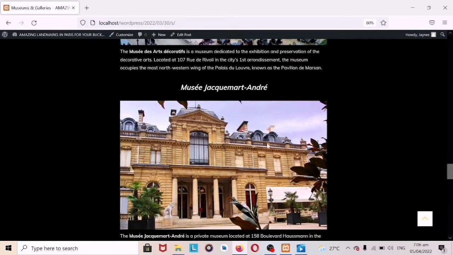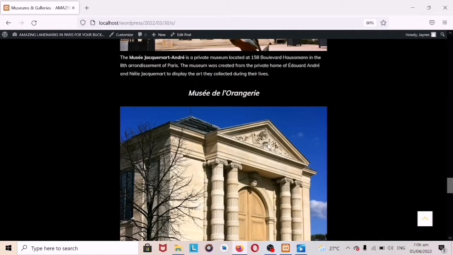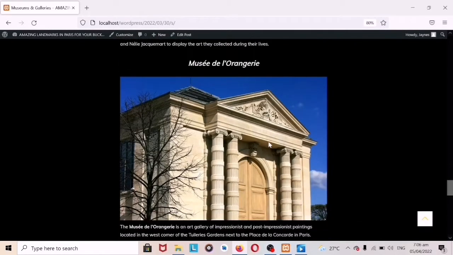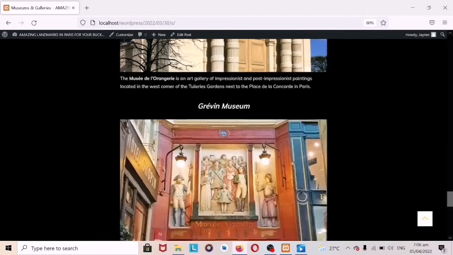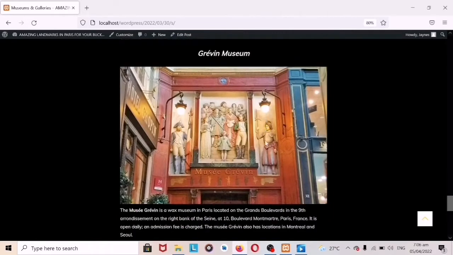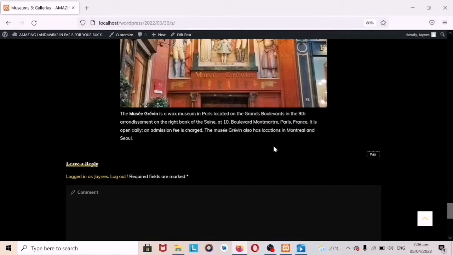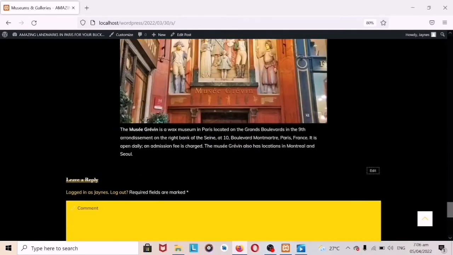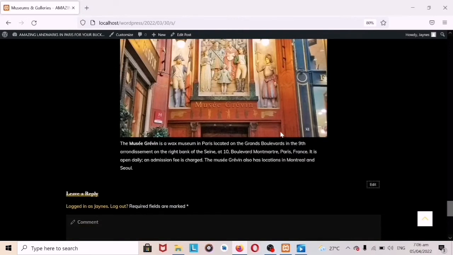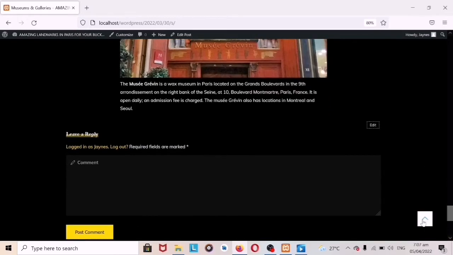Jacquemart-André Museum. De La Orangerie Museum. And last is Griffin Museum. So that's the 10 contents of the category, Museum and Galleries in Paris. Let's go back to the top.